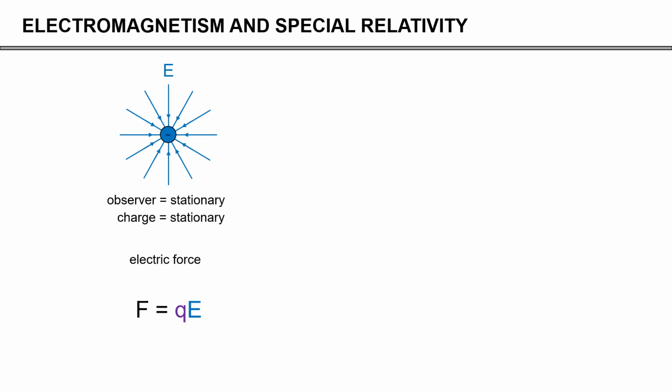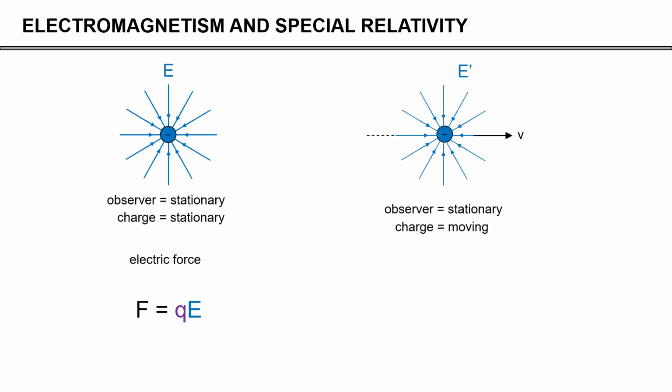In this scenario, we know from the first video that there is an electric force, and if there's another electron, it moves under this force, which is given by the charge and the electric field. Now, what happens if the electron starts to move, but you as the observer remain stationary?